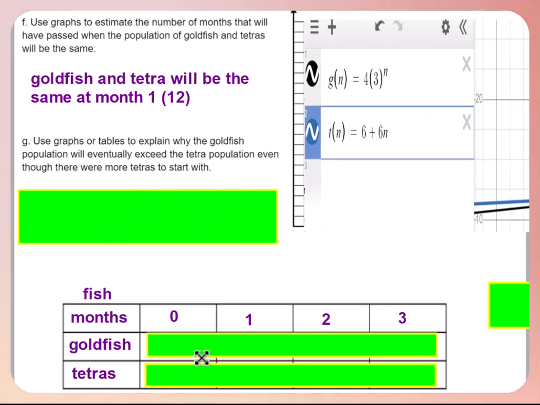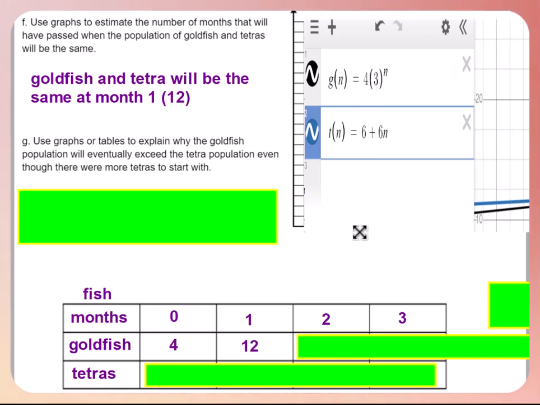Okay, but let's do this with a table. Okay, for goldfish, we start with 4, and then 3 to the first power is 3. 3 times 4 is 12. 3 squared is 9. 9 times 4 is 36. And then finally, 3 cubed is 27. 3 times 3 is 9. Times 3 again is 27. Times 4 is 108.